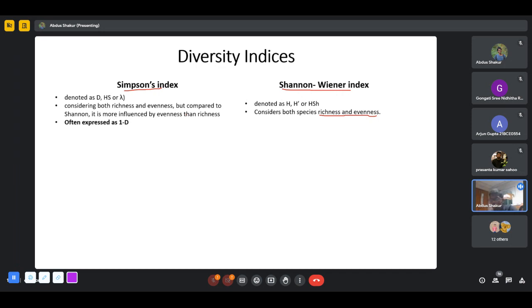The main difference between these two is that in Simpson's index, both richness and evenness are considered, but compared to Shannon, the evenness has much more influence than the richness aspect. So when you calculate it, if the community is more even, it might have higher values. But in the Shannon Wiener index, there is no higher priority given to either richness or evenness. Both are considered more or less similarly. And once you calculate the Simpson's index, you just subtract it from one to get the true value of diversity.